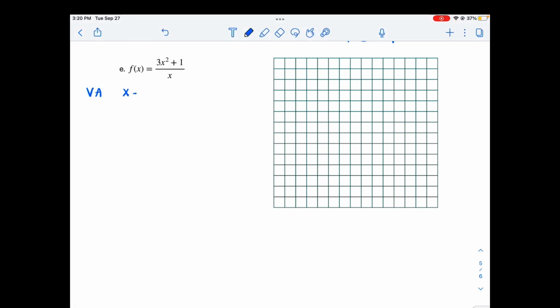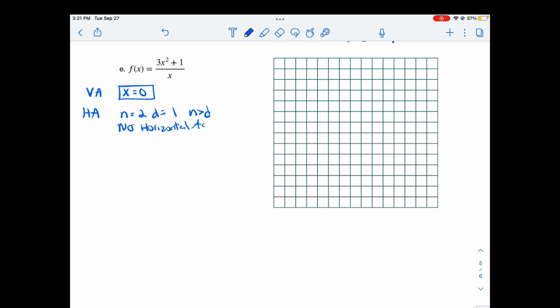So now we're going to find our vertical asymptotes. Vertical asymptotes occur when the denominator equals 0, so it's x equals 0. Find horizontal asymptotes. The degree of the numerator is 2, the degree of the denominator is 1. The degree of the numerator is greater than the degree of the denominator, so therefore there is no horizontal asymptote in this graph.